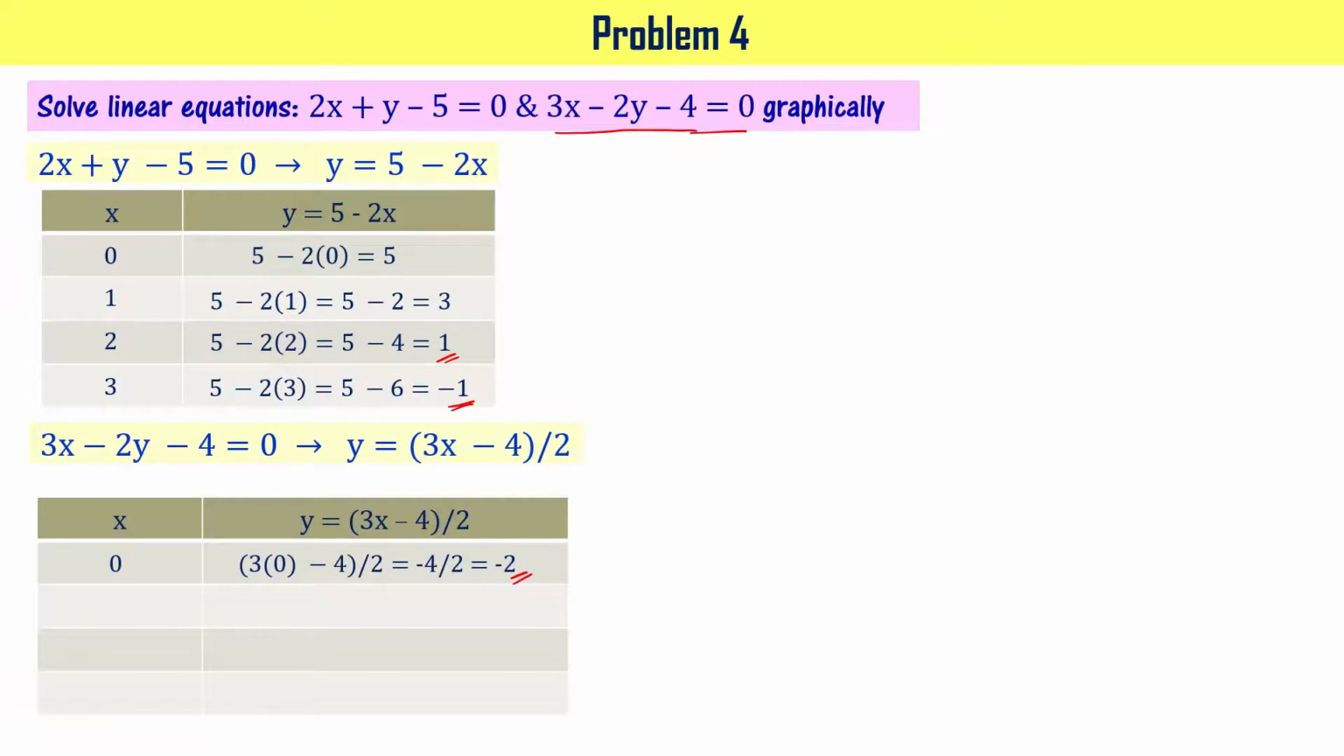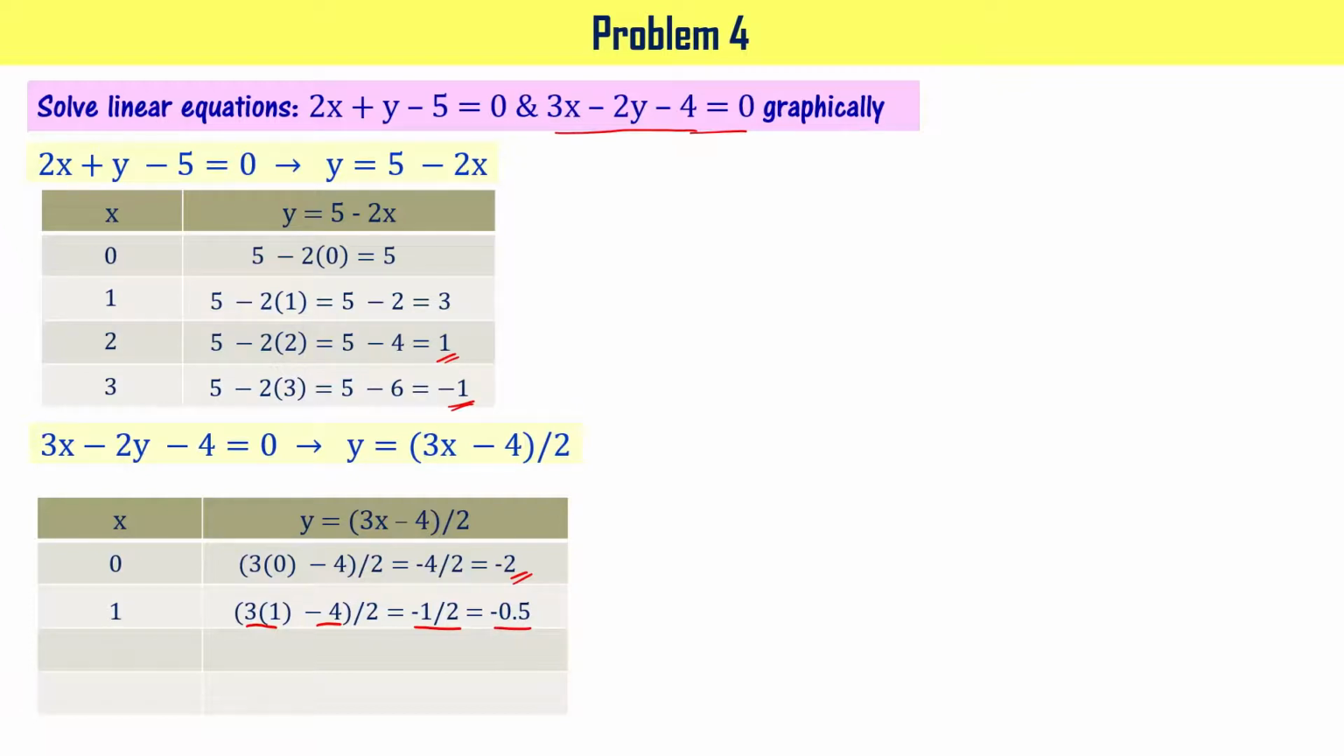Right? Let's take x equal to 1 now. This is going to be 3 times 1 minus 4 divided by 2. That is equal to 3 times 1 is 3. 3 minus 4 is minus 1. That's why it is minus 1 by 2. That is equal to minus 0.5.